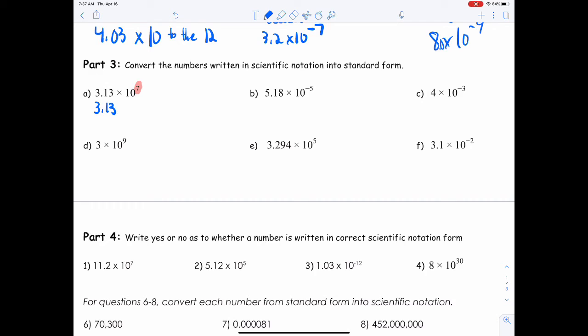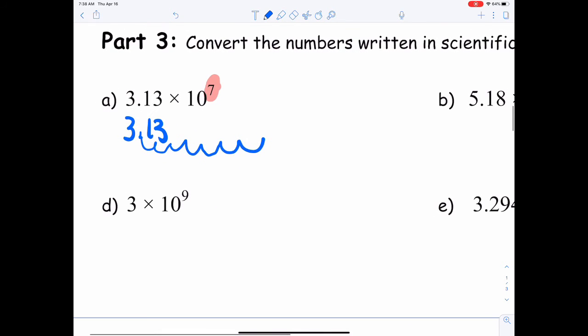So let's scooch this decimal over 7 times. Not add 7 zeros. Do not add 7 zeros. Move the decimal over 7 times. 1, 2, 3, 4, 5, 6, 7. And then if I zoom in really careful here, between each jump, I'm going to put a 0. Because if there's no number there, but we're moving the decimal, we have to fill it with a number. And the best number to fill it with is 0.